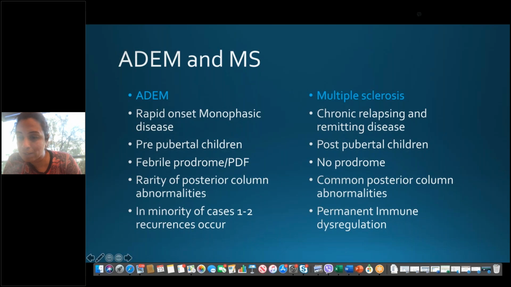Is the dose of steroids the same in both ADEM and MS? I don't know about the dose of steroids in MS, but can I also look that up?